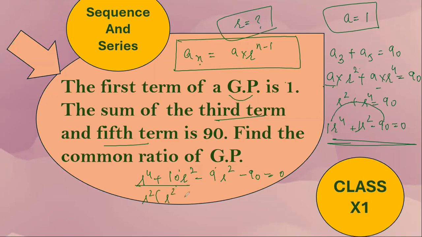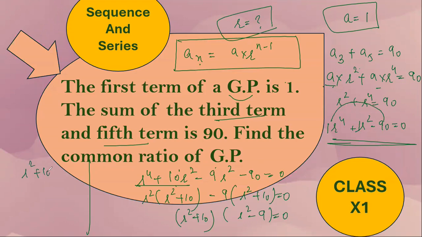So let's take common. From the first two terms I'm taking r square common, so it will be r square plus 10, and from the next two I'm taking negative 9 common, so it will be minus 9 times the same bracket, equal to 0. Now these brackets are the same, so I'm taking that as common. What I'm left with is this. Okay. Now we solve these two brackets equal to 0. So r square plus 10 is equal to 0. It is something like this.